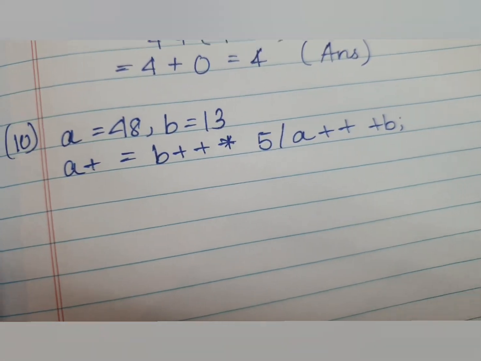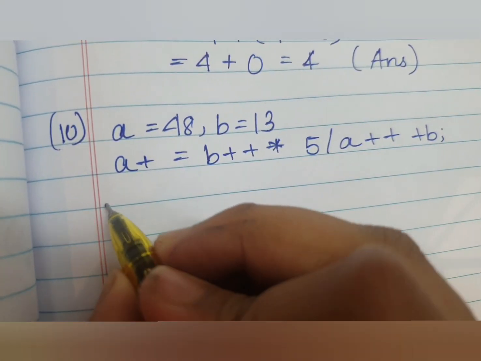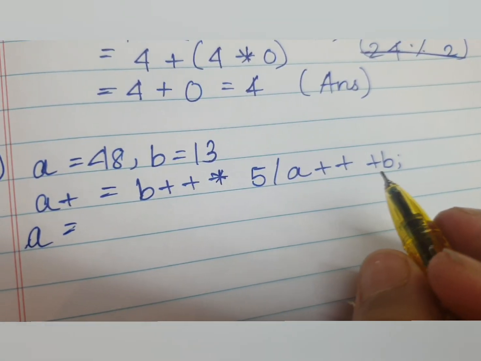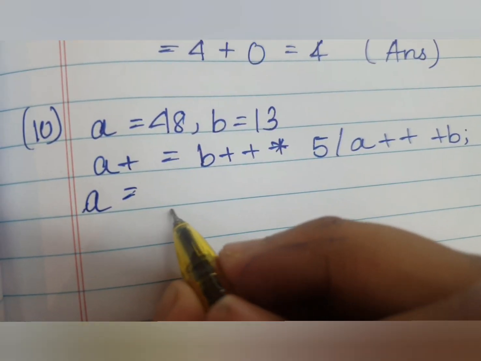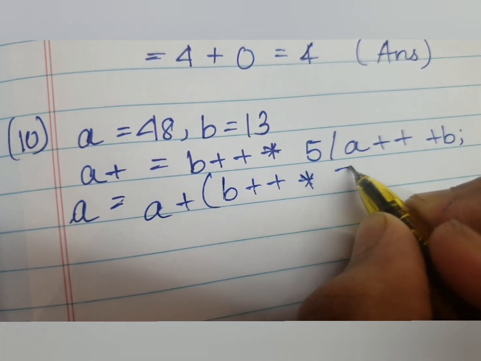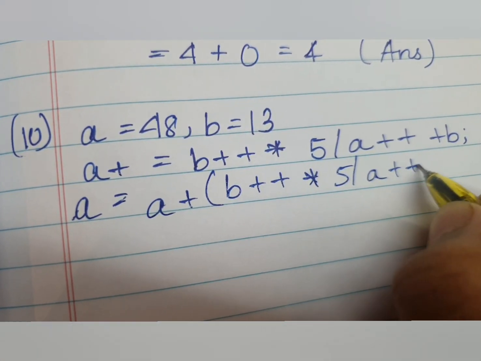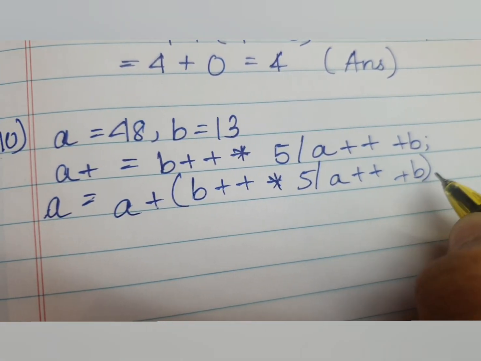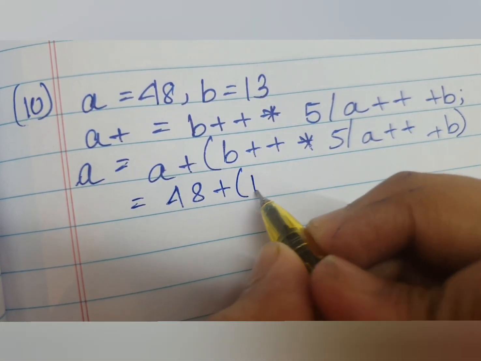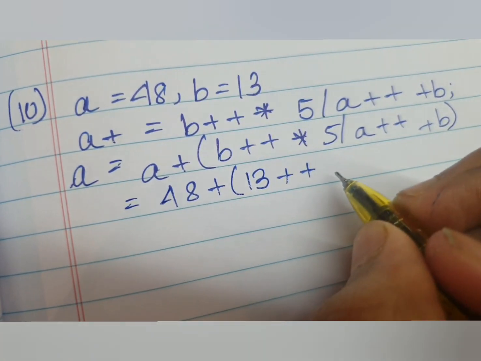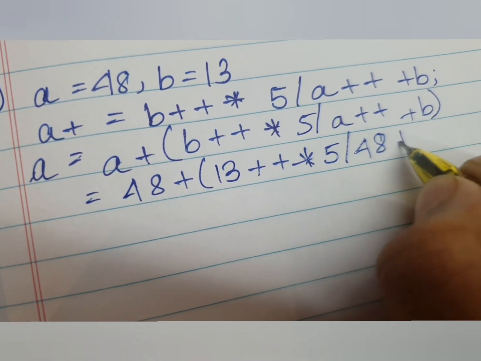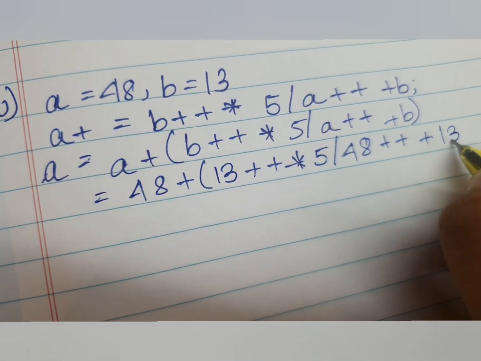Now let's come to the 10th question, which looks a bit complicated, but it isn't. A += B++ * 5 / A++ + ++B. So of course A is then A + B++ * 5 / A++ + ++B. Now A is 48, so 48 + 13++ * 5 / again 48++ + B, that is again 13.